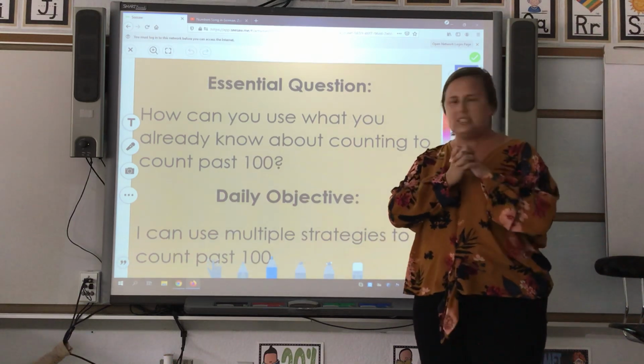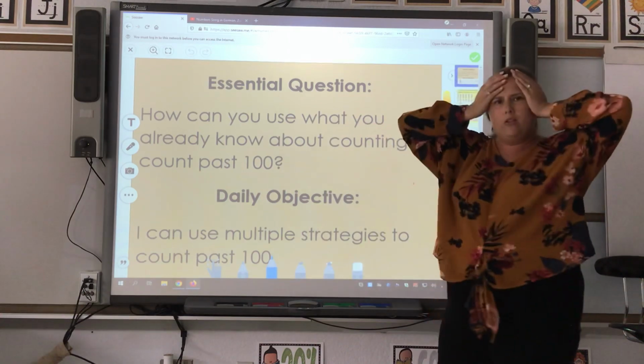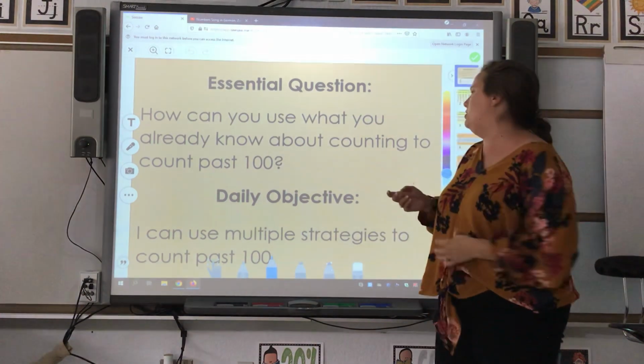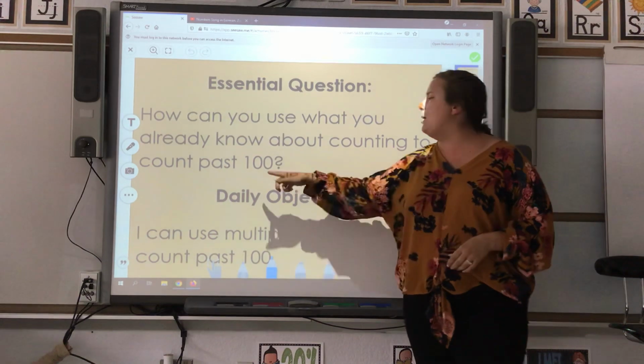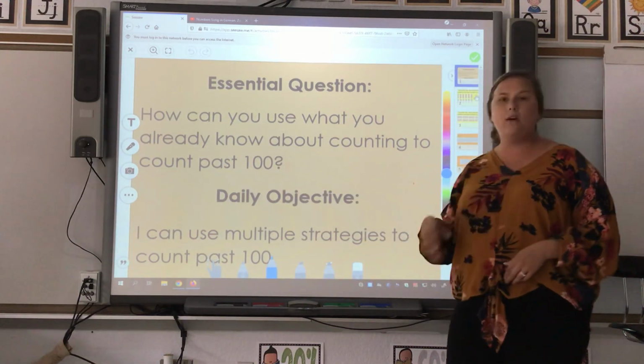of some of our math skills. So it says, how can you use what you already know? That's why it's a review, because you already know how to do this. About counting to count past 100. I can use multiple strategies to count past 100.